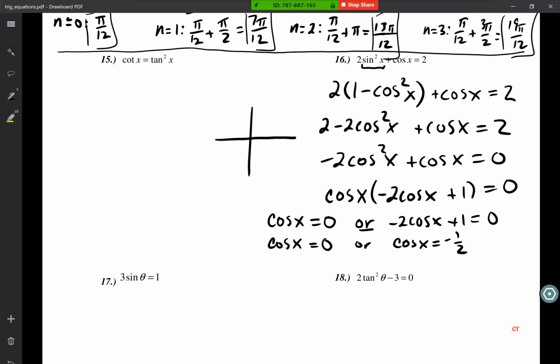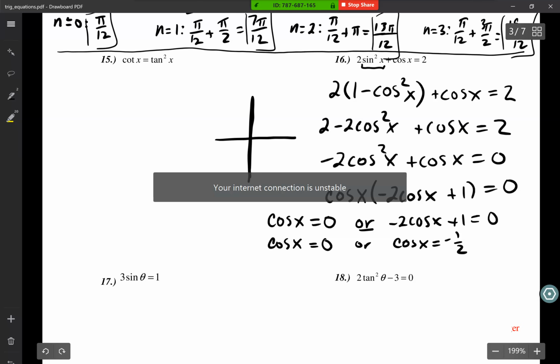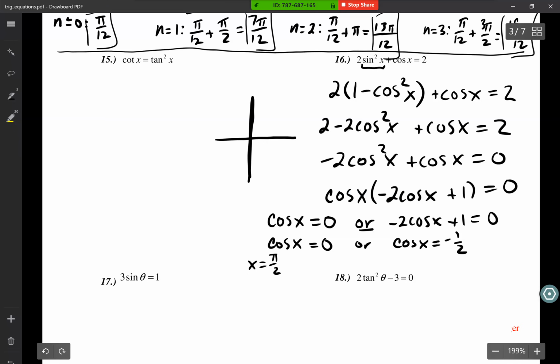Cosine is your left or right? It's the adjacent side of the triangle. So if cosine is 0, we have to be on the y-axis, essentially. Our angle has to be there. So your x would be pi over 2, or 3 pi over 2, right? Pi over 2 gives me a cosine of 0. 3 pi over 2 gives me a cosine of 0. And then for each of these, we would put in a multiple of 2n pi.